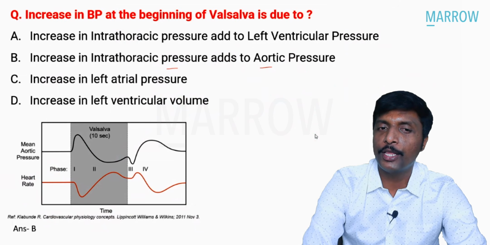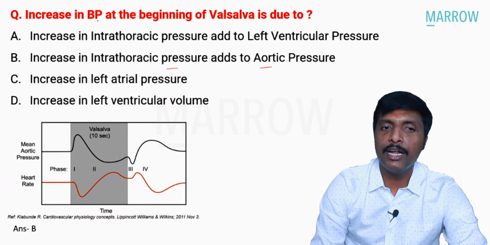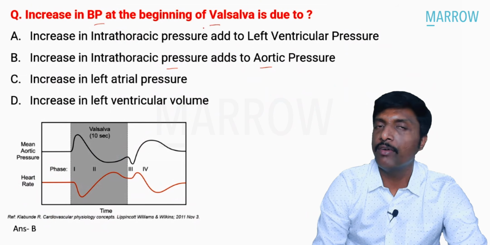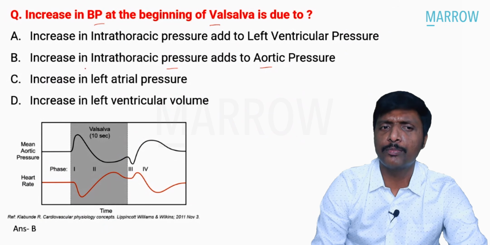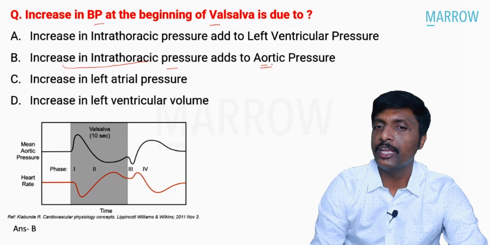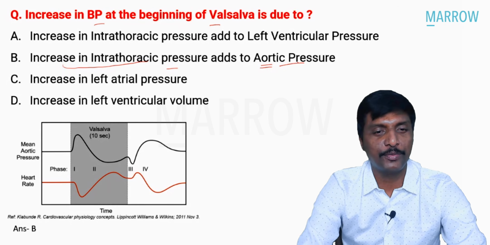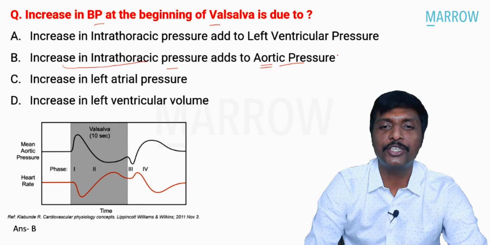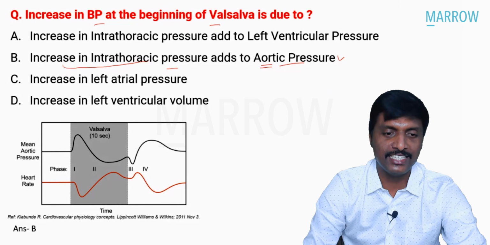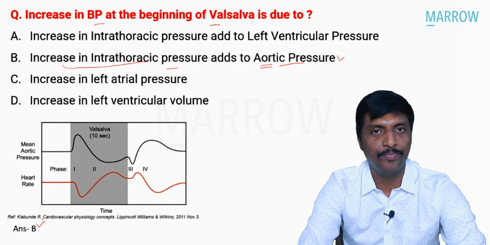So this is useful to assess the components of baroreflex. Now let's go back into the question. Increase in blood pressure at the beginning of Valsalva. I clearly discussed this point. There will be increase in intrathoracic pressure. This adds to the thoracic aortic pressure. So increase in intrathoracic pressure adding to aortic pressure. The answer is definitely option B.